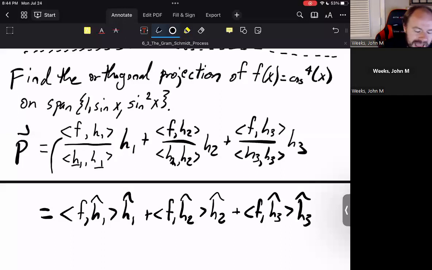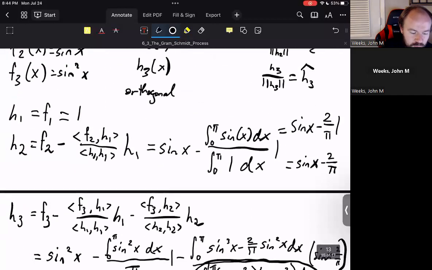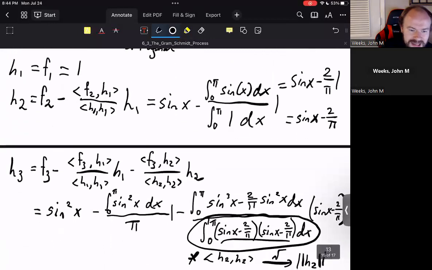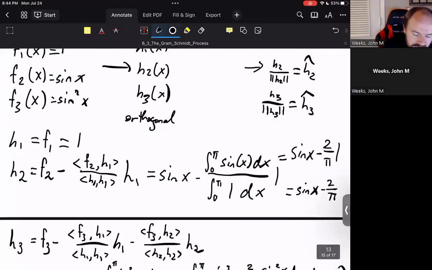So now, for example, this ends up looking like this. You're integrating f, which is cosine to the 4th of x, times h1 hat. Remember that h1 is the function 1, but 1 had a length, which we calculated: the length of h1 was the square root of the integral from 0 to pi of 1 dx, because this is the inner product of h1 with itself. That value, remember, was pi, so we would have to divide by the square root of pi. If we took the square root of the inner product of h1 with itself, we would get the magnitude of h1.